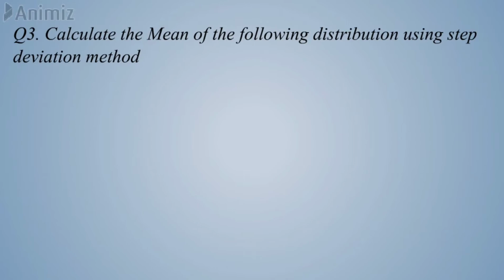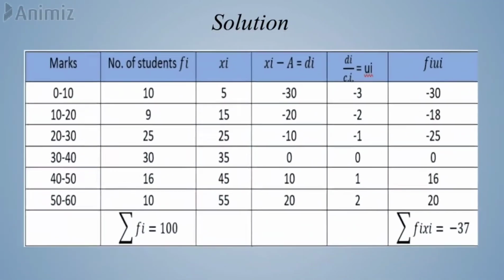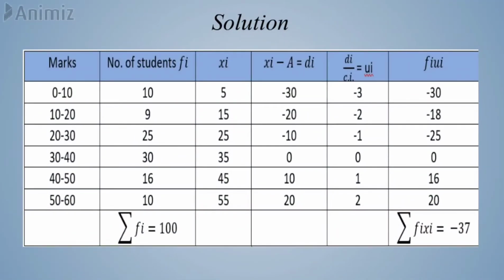Now students, let's deal with the third method. Calculate the mean of the following distribution using the step deviation method. Marks are given 0 to 10, 10 to 20, 20 to 30. So it's a continuous class and there is an interval of 10. So you have to consider this thing. Class interval is 10.